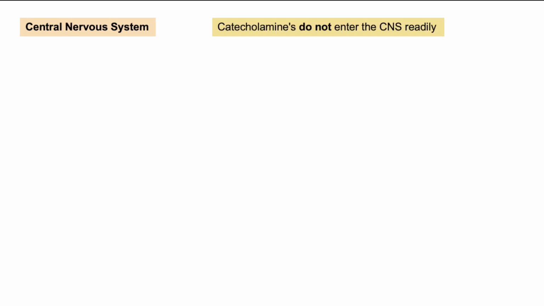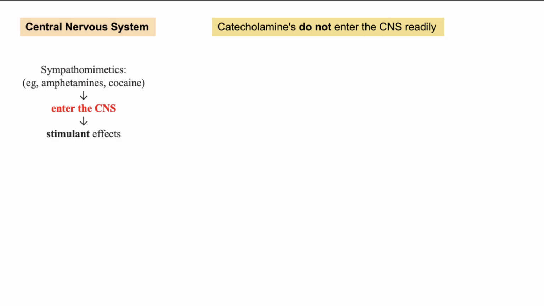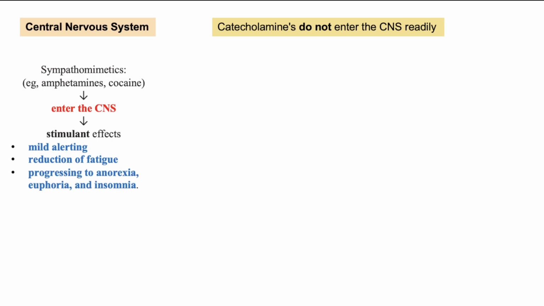On the central nervous system, you need to remember that catecholamines do not enter the CNS readily, and the sympathomimetic agents like amphetamine and cocaine can enter the CNS, and they have got stimulatory effect. So what are the stimulatory effects that amphetamine and cocaine cause? They cause mild alerting effect, they reduce the fatigue, and they can progress to anorexia, euphoric movements and insomnia.